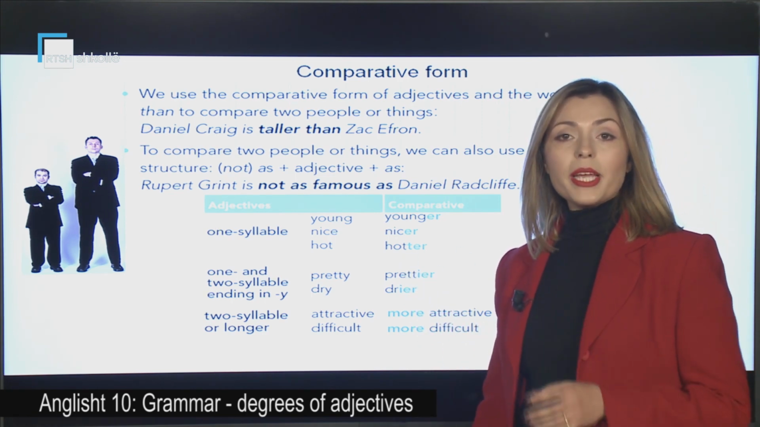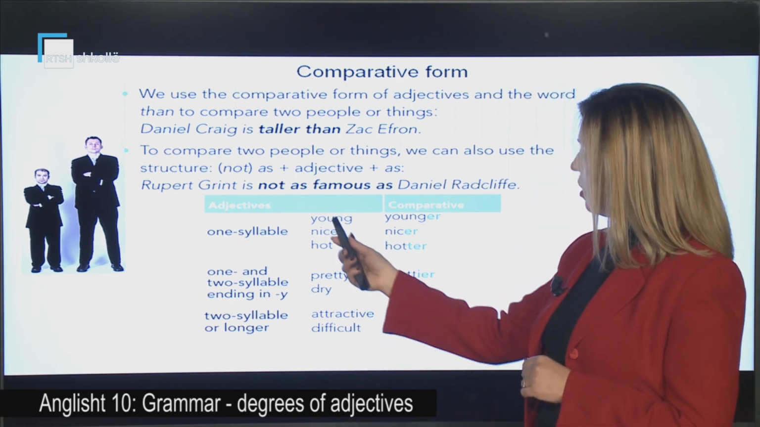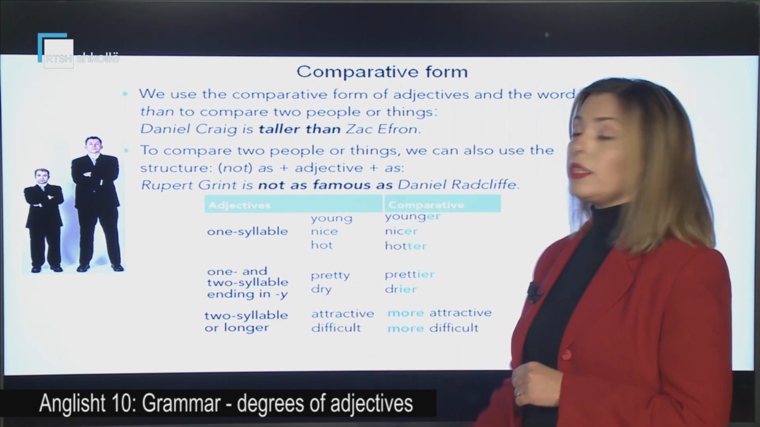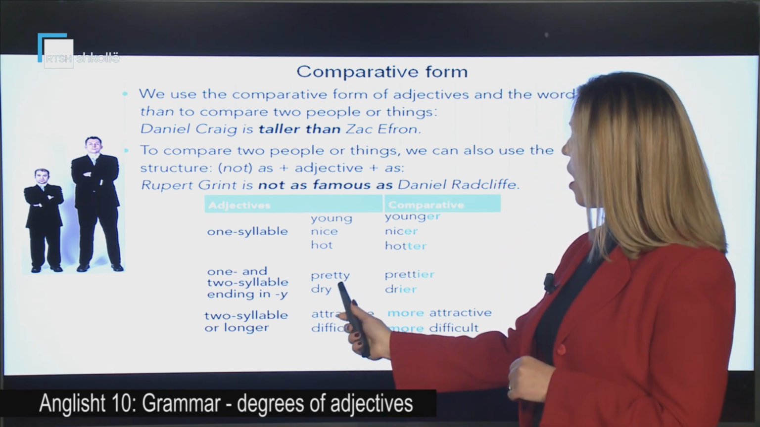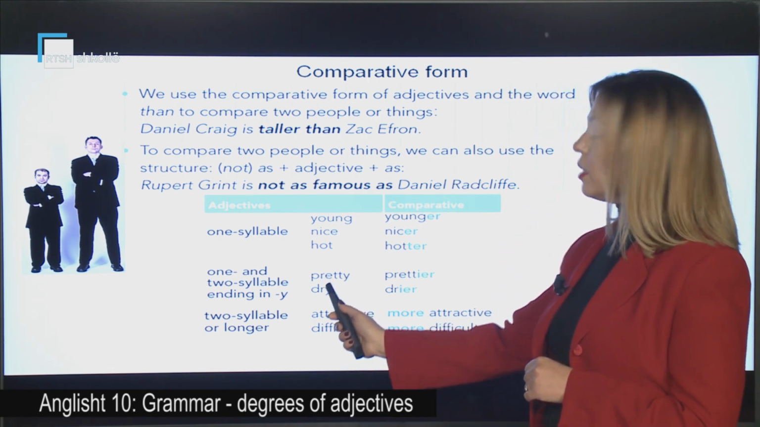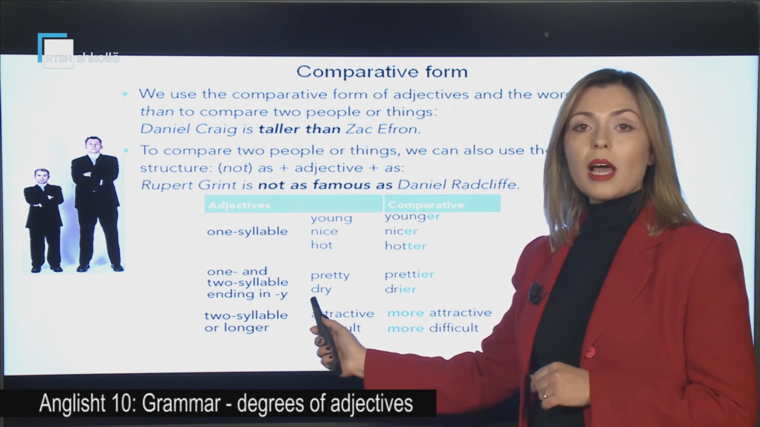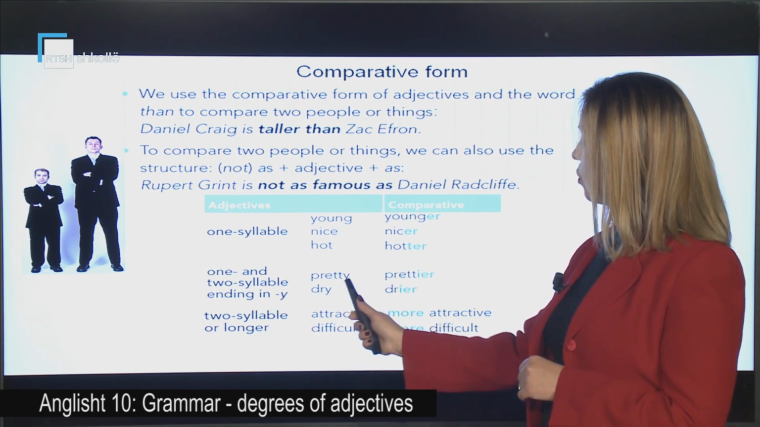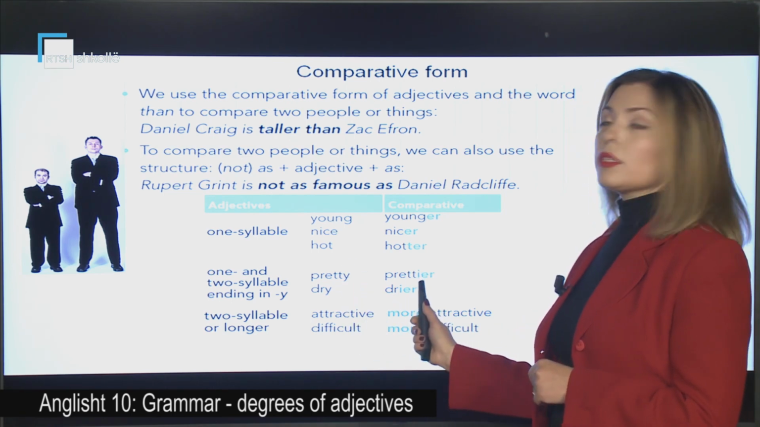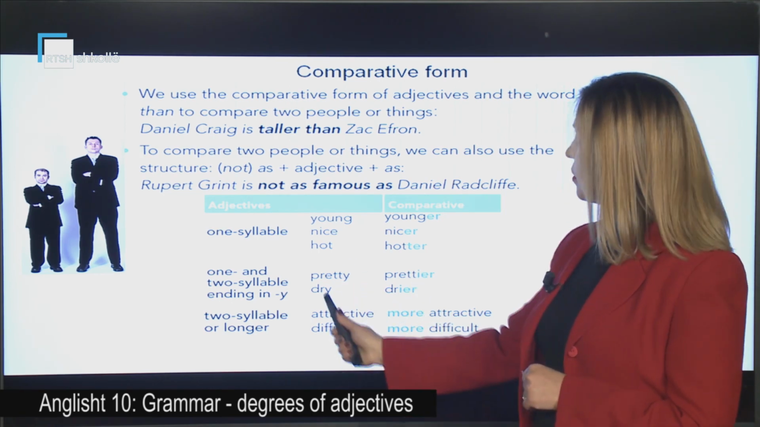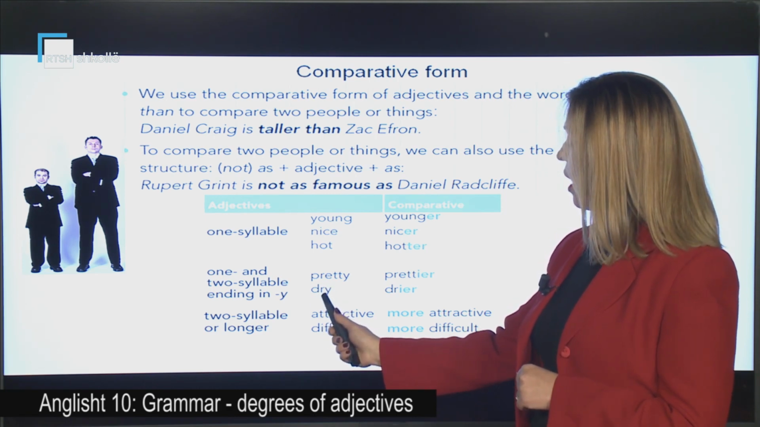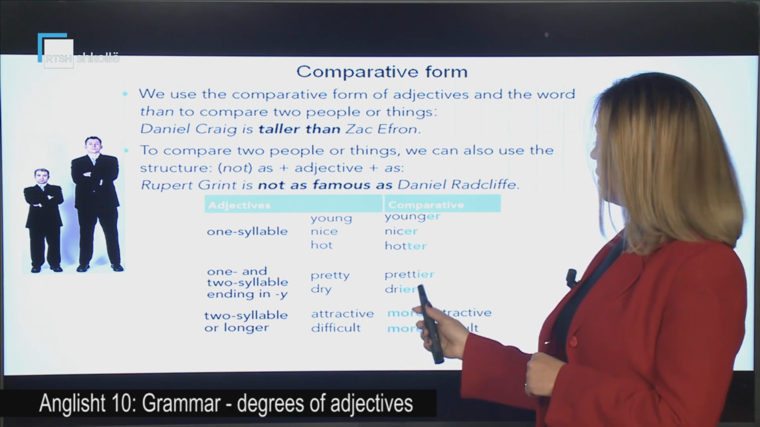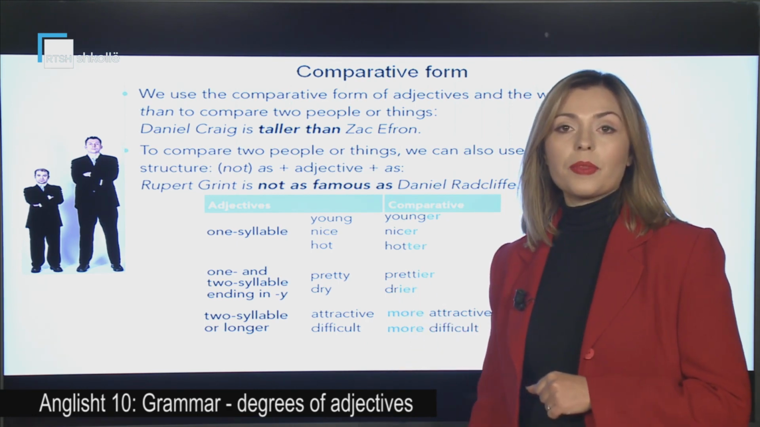Also, when we have two syllables like pretty, and it ends with a Y, pretty in the comparative form becomes prettier. So, prettier than. And be careful, Y becomes an I. Or the adjective dry becomes drier. Drier than, and with an IE.